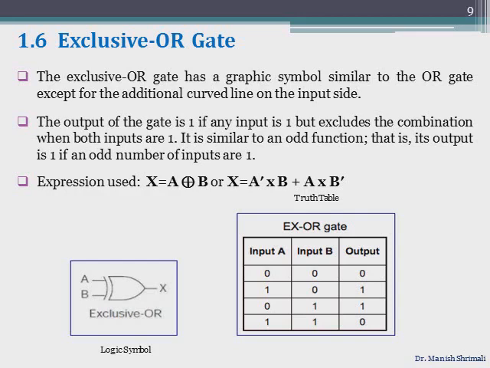And finally the expression used in exclusive OR gate is written as, either you can write like this, x is equal to a, then there is a plus encircled plus b, or we can have x is equal to a complement into b plus a into b complement. So this is what exclusive OR gate is.